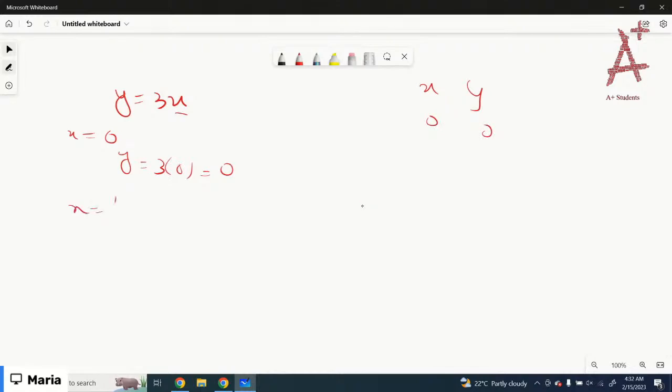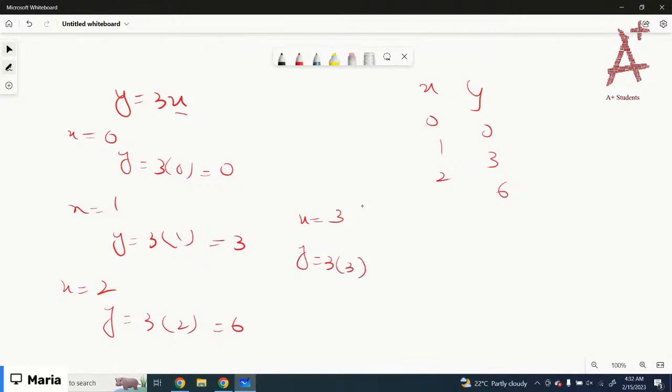When x equals 1, y equals 3 times 1, which is 3. So when x is 1, y is 3. When x equals 2, y equals 3 times 2, which is 6. So here you have 2 and 6. Then when x equals 3, y equals 3 times 3, which is 9. So it would be 3 and 9. So now you have enough points.